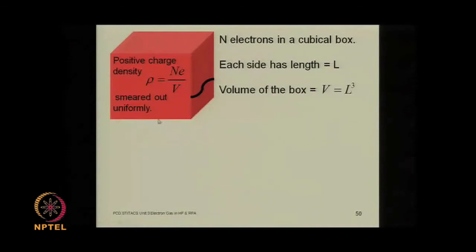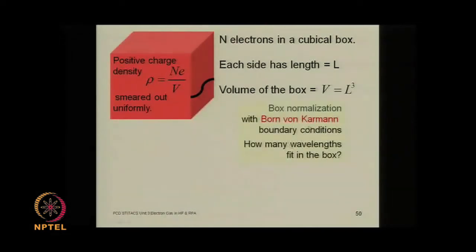So, you have got this box, with a positive charge density in which a total charge n times the electronic charge divided by the volume of the box is the charge density, and this charge density is uniform throughout the box. That is the model that we have got, that is the jellium model that we have.